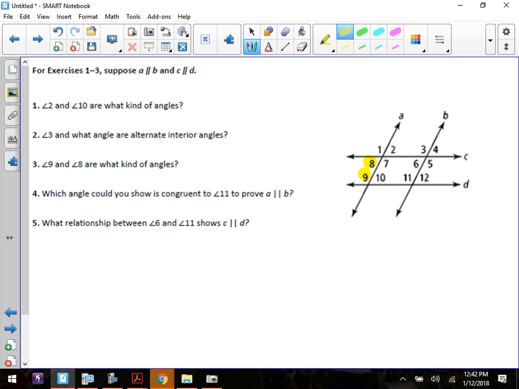9 and 8, these guys have to be same side inside, same side interior, consecutive interior, depends on how you write it out. Wait, what is the consecutive interior? Consecutive interior or same side interior means the same thing. Same side interior.